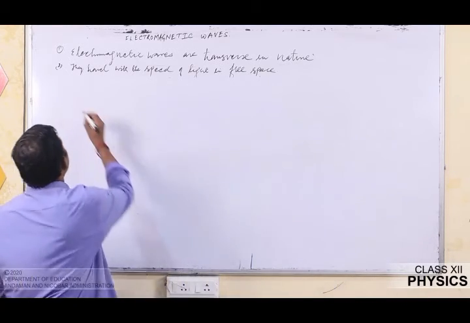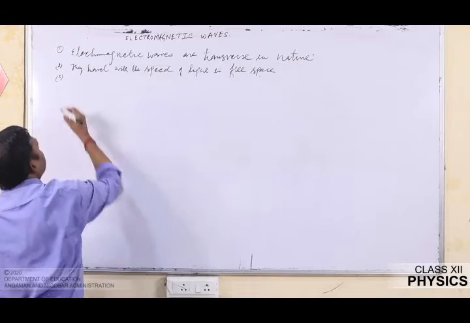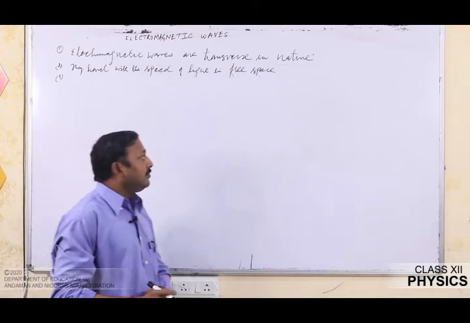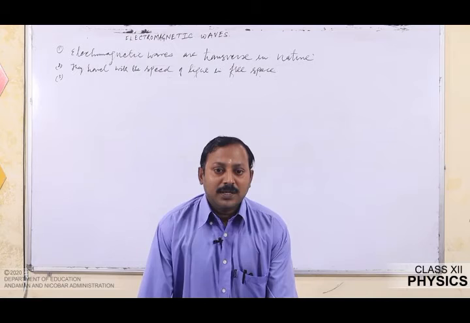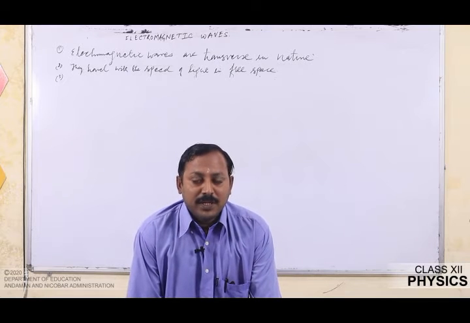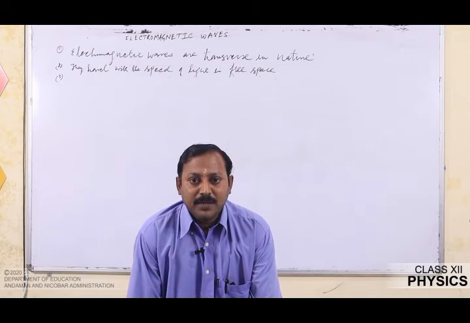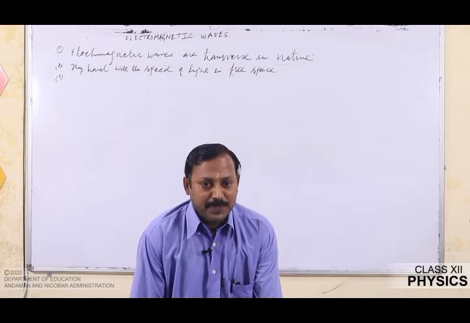The next property of electromagnetic waves is that they do not require any material medium. It is not a mechanical wave, that is why it does not require any mechanical medium. Without a mechanical medium they can propagate in space.